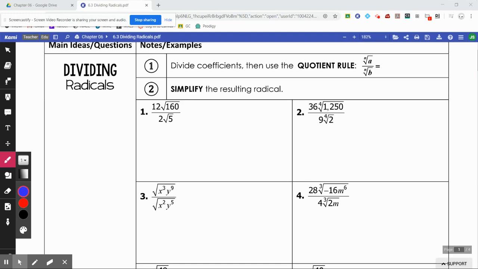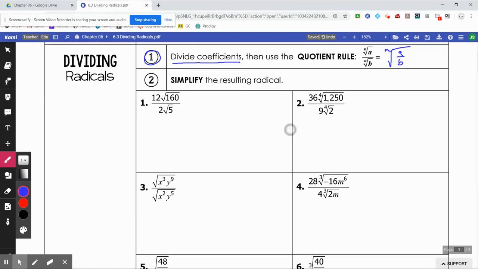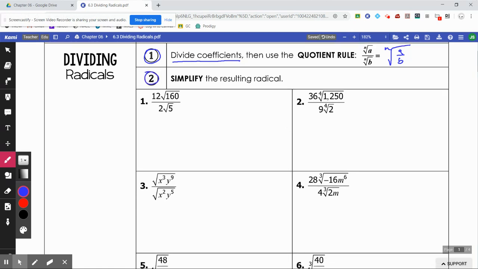In this video, we're going to divide radicals, and the steps for division are identical to the steps for multiplication. You can divide a radical by a radical. You're going to divide any coefficients out front, then use the quotient rule that says the nth root of a over the nth root of b can be combined into the nth root of a over b. The same way you can split it, you can combine it as well and just divide the numbers. Then you're going to simplify the resulting radical.